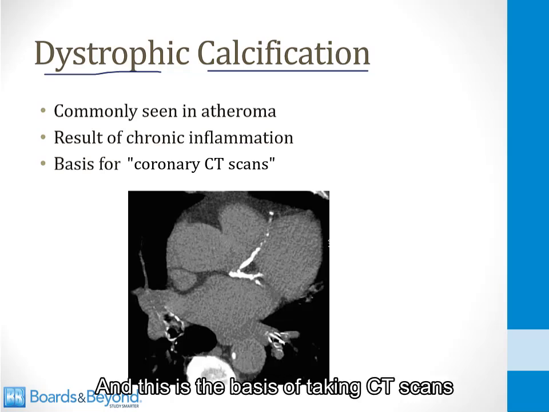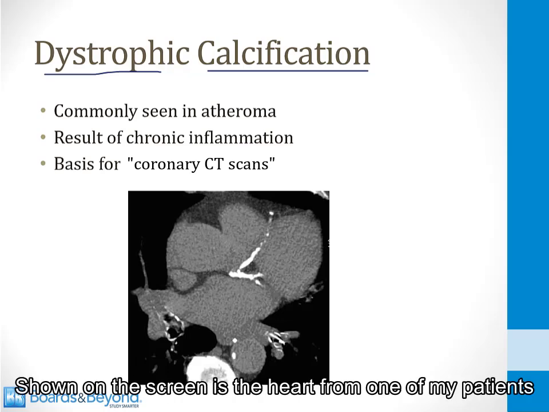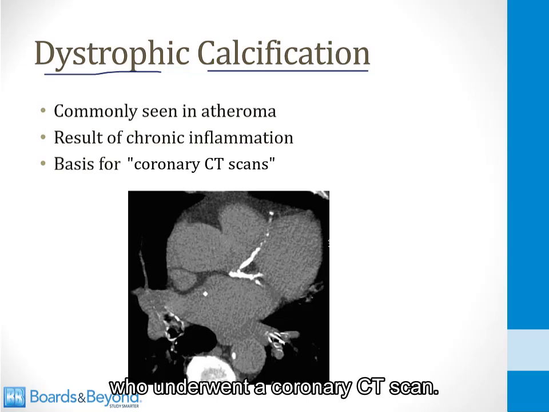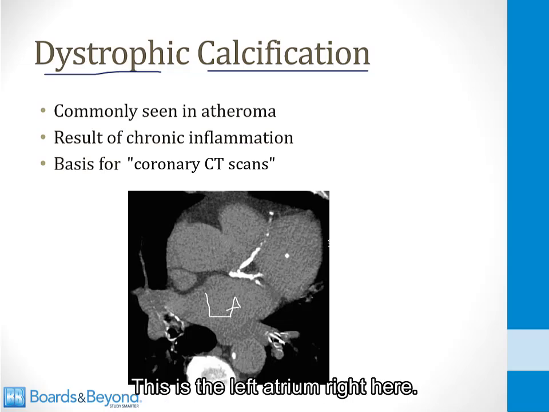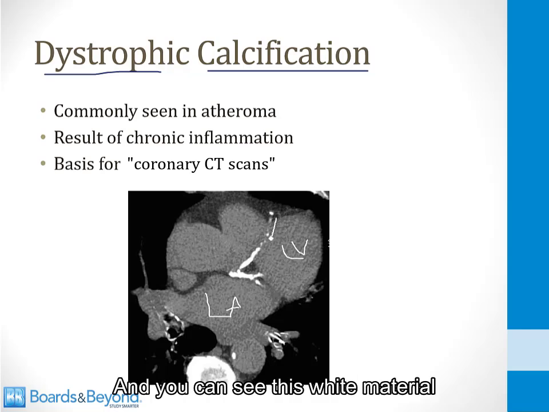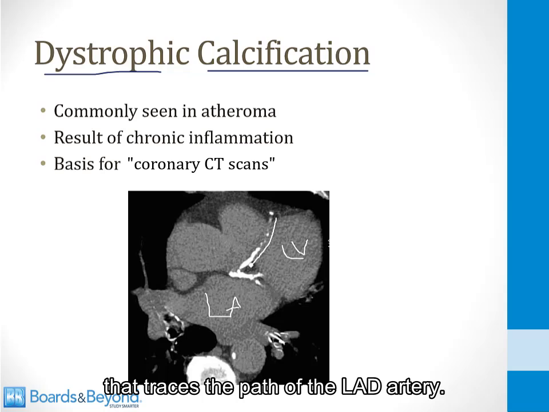And this is the basis of taking CAT scans to diagnose coronary artery disease. Shown on the screen is the heart from one of my patients who underwent a coronary CAT scan. This is the left atrium right here. This is the left ventricle right here. And you can see this white material that traces the path of the LAD artery. That is evidence of calcification.